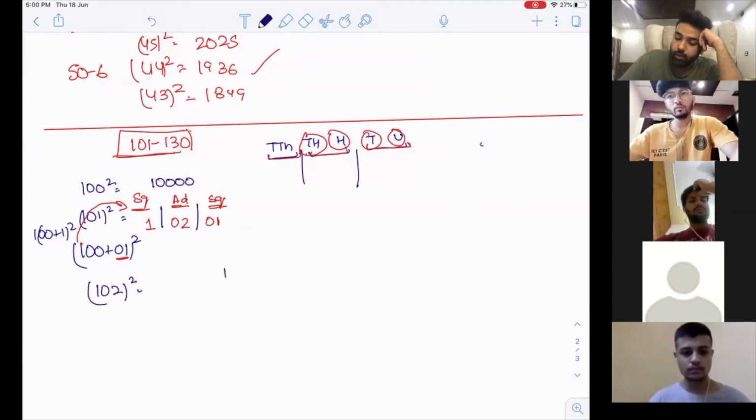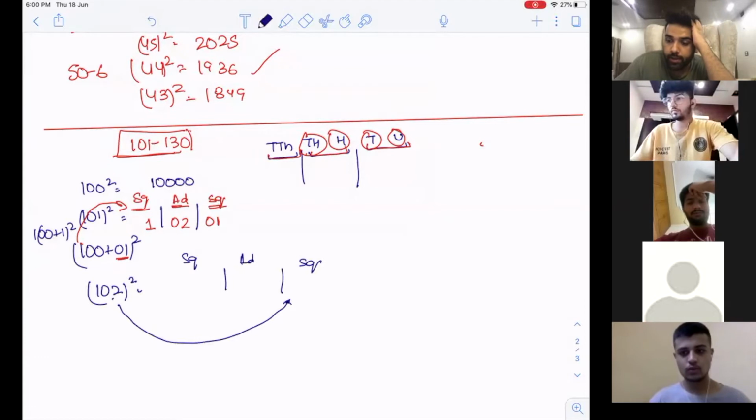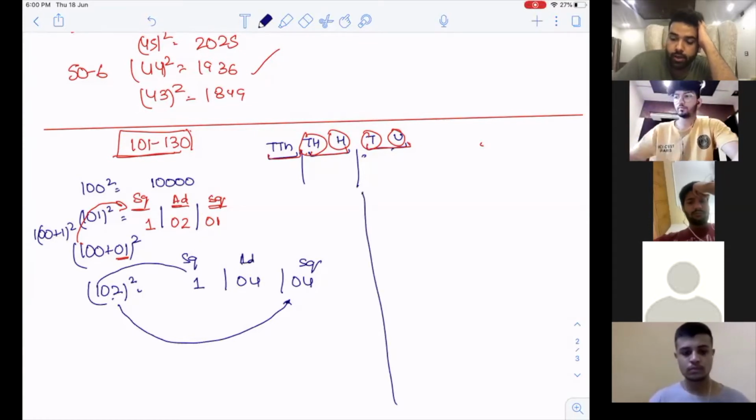102 square. Again, we draw brackets. The rule: square, add, square. This is going to be 2 square. What is 2 square? Quickly, 04, because we have units and tens. Addition, 2 plus 2, 4. And the square of the starting one. 1 square is 1. So 10404. Clear? Everybody clear? Square, add, square. And what is the rule? What do we divide into?